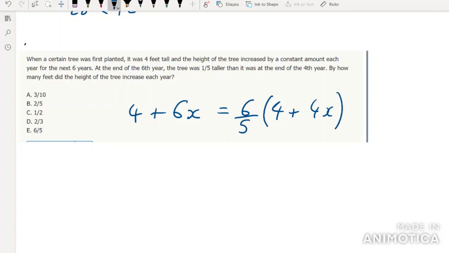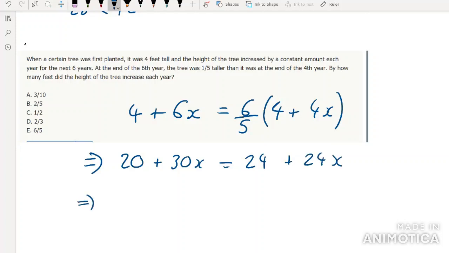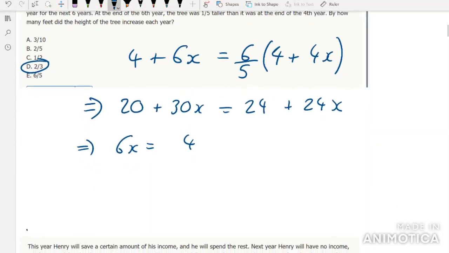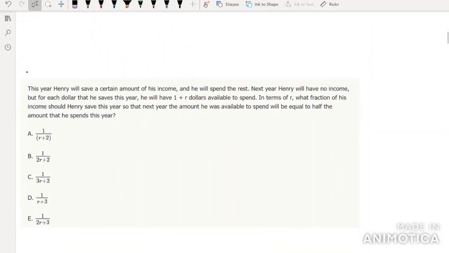How many feet did the height of the tree increase each year? In other words, what is x? Now, this is a very easy question because we've translated. 20 plus 30x equals 24 plus 24x. So we have 6x equals 4, x equals 2/3. Notice it's just about translation. That's what I'm trying to do.